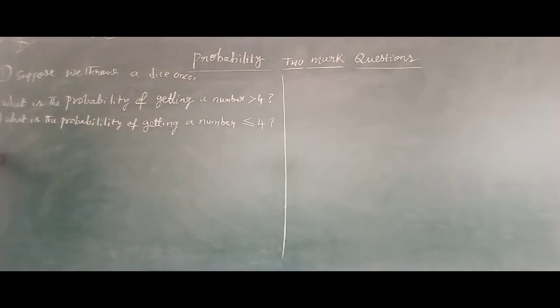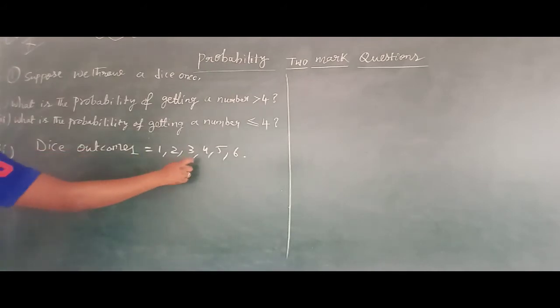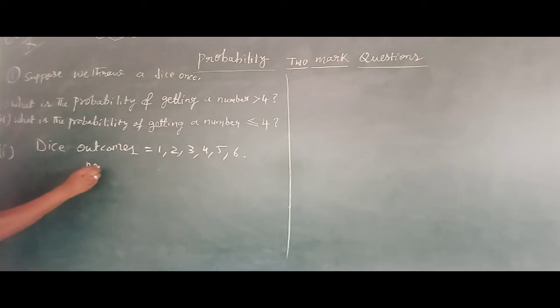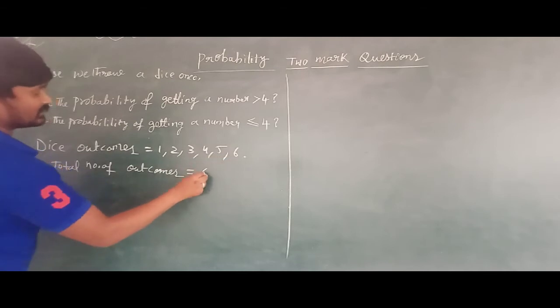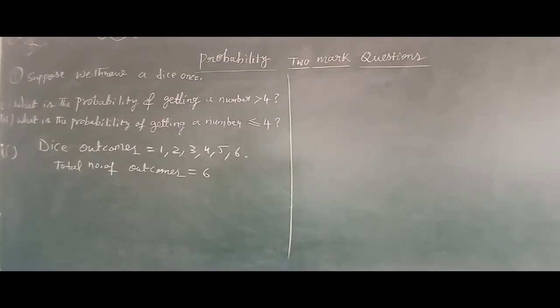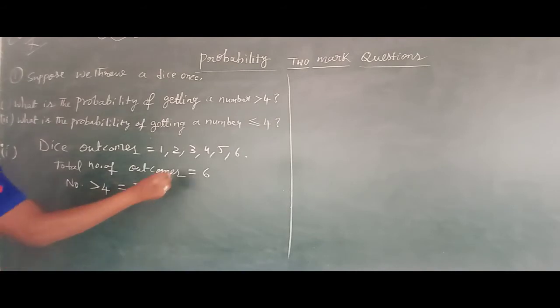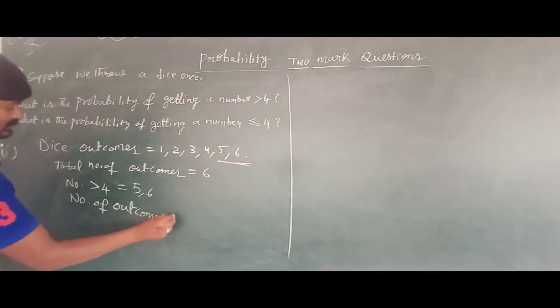Let me check the first one now. Dice outcomes are 1, 2, 3, 4, 5, 6. So the total number of outcomes is 6. Numbers greater than 4 are 5 and 6. These both are greater than 4. So the number of favorable outcomes is 2.